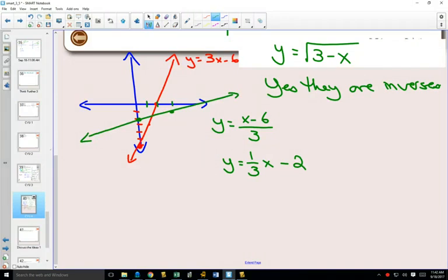How can I tell graphically that these are not inverses of each other? It would have to be a reflection over that line, right? A couple of things happen when you reflect over that line. If it was a true inverse, the point where it intersects the line y equals x would not have changed. But in this case, the green one does not go through that point.